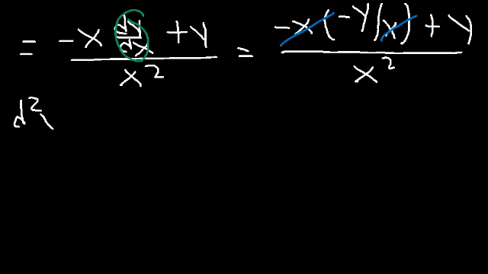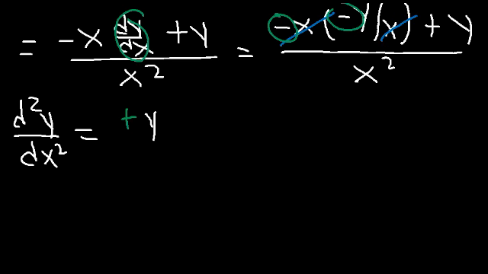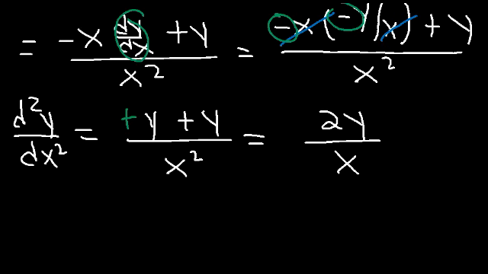So what we now have for the second derivative is these two negative signs will become positive, so it's positive y plus the other y divided by x squared. So the second derivative is simply 2y over x squared for this problem.